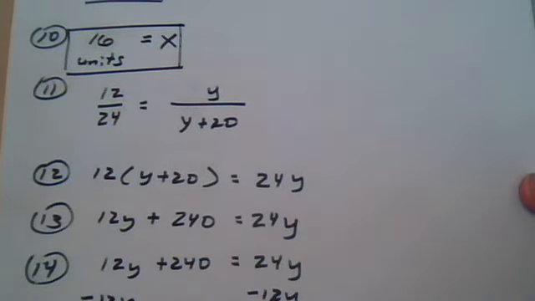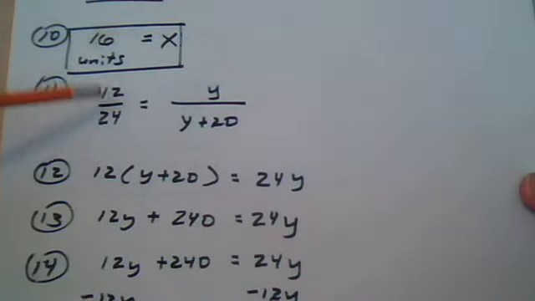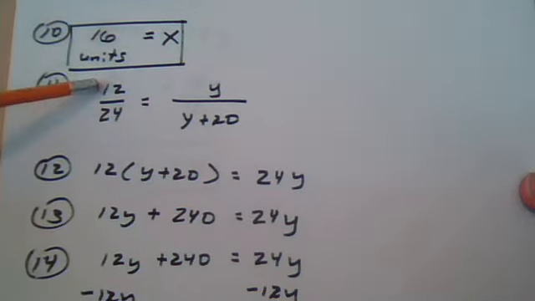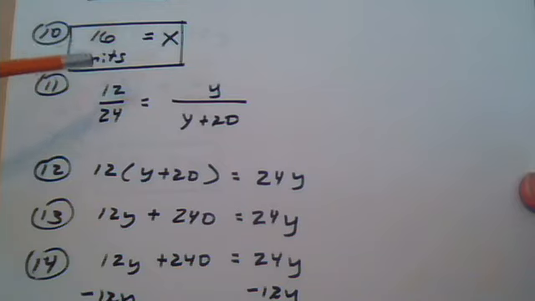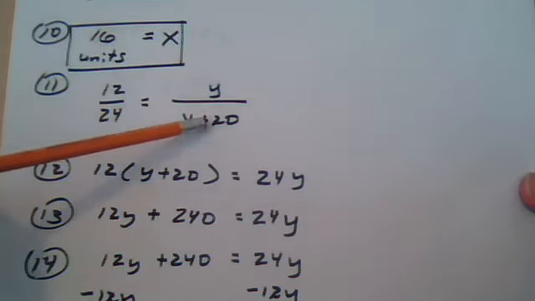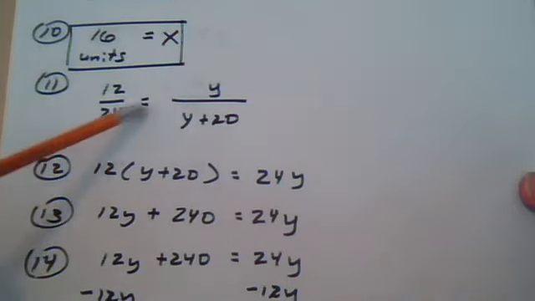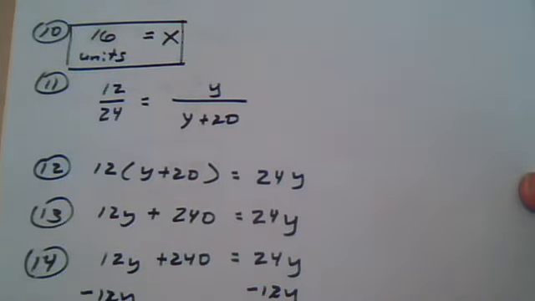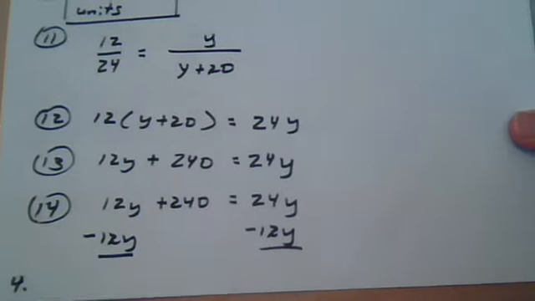Now set up the next proportion. Notice I could use the same ratio that I used for the x. So the way that 12 compares to 24 is the same way that y compares to y plus 20. Cross multiply. This time we're going to do the algebra a different way. We still get the same answer.